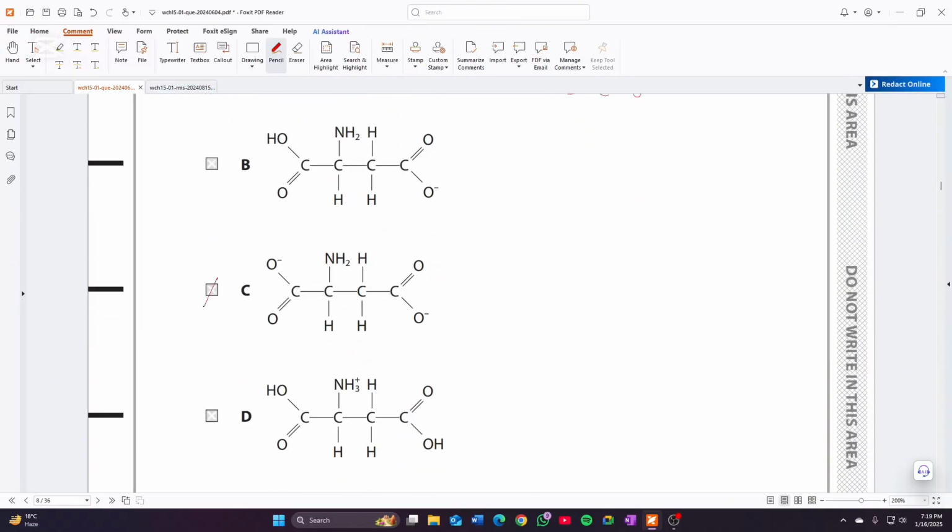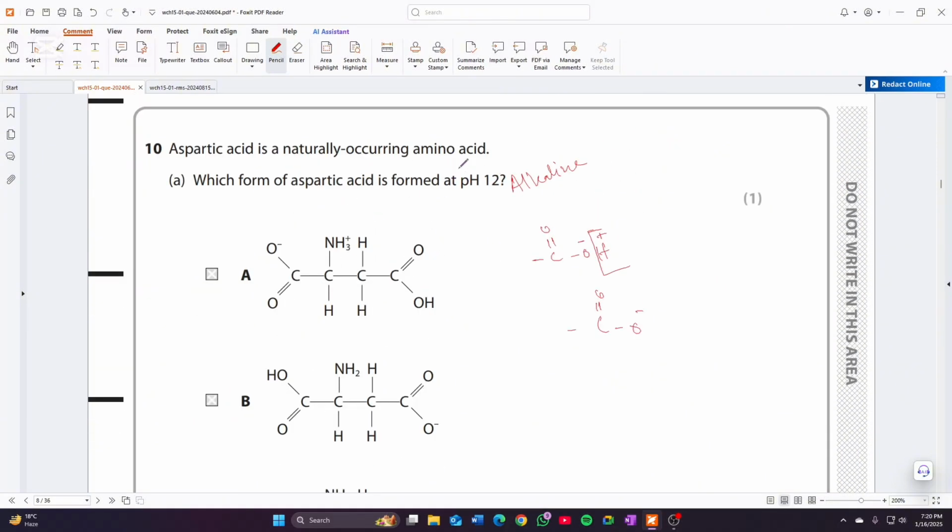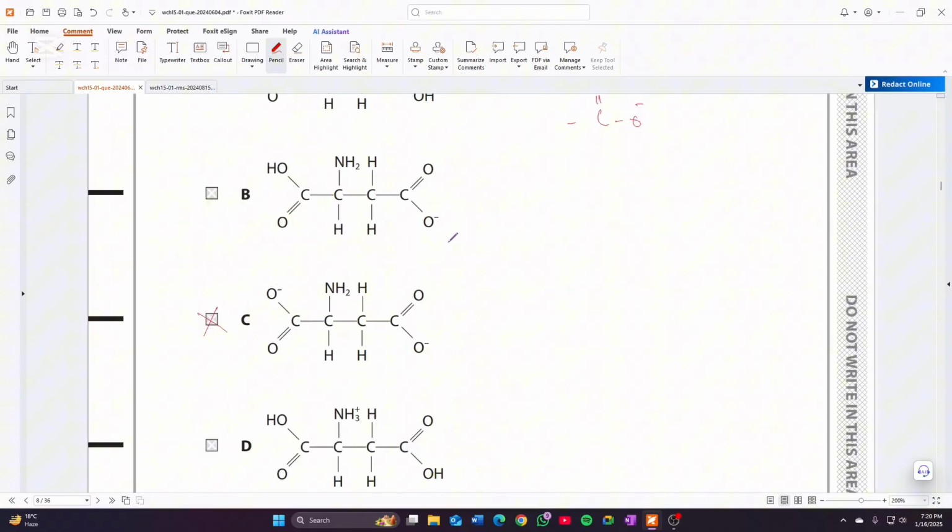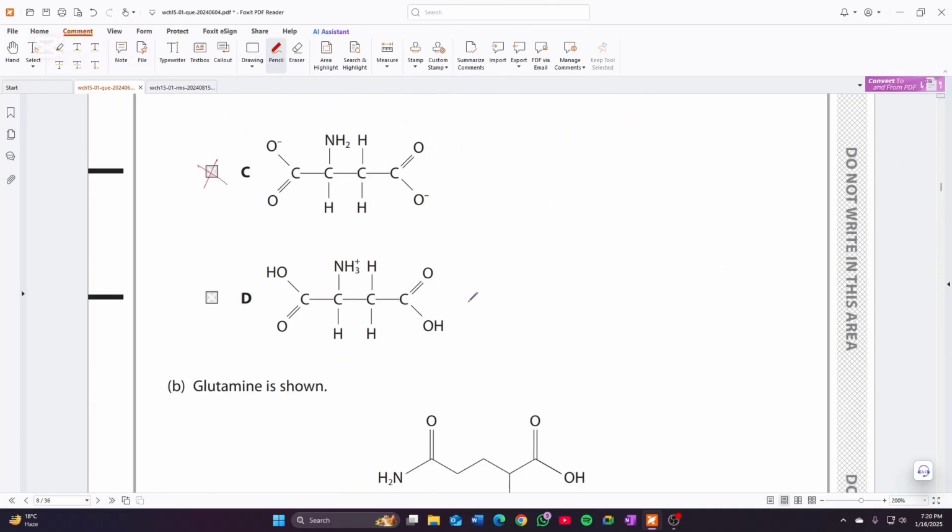It's C. Here in C, both the carboxylic acids lose the hydrogen because of the alkaline condition. So this is our answer.